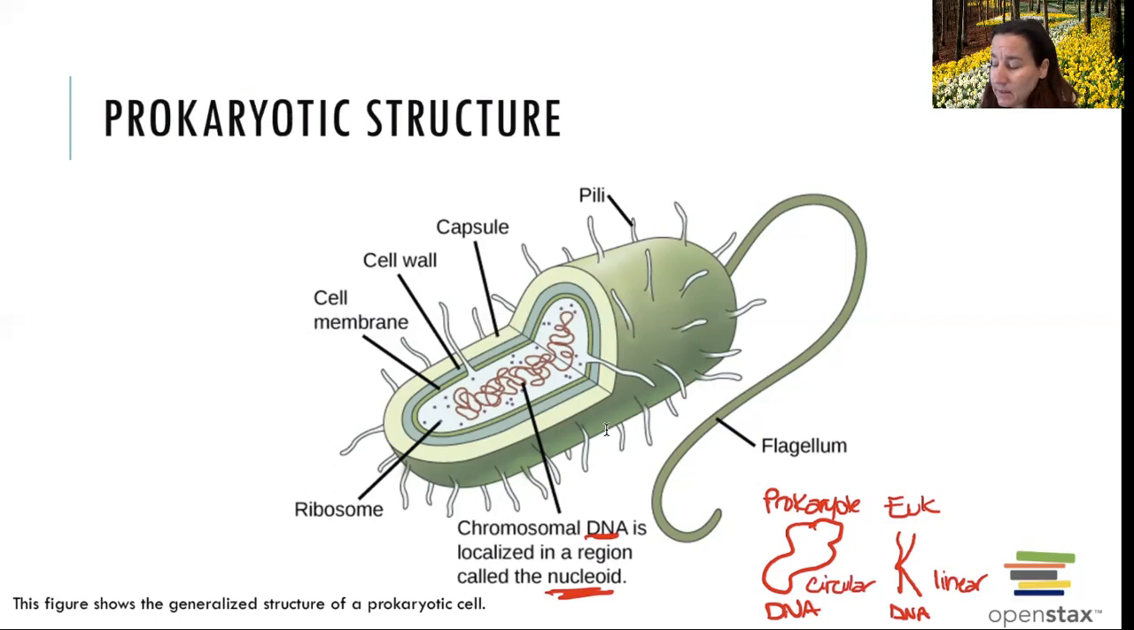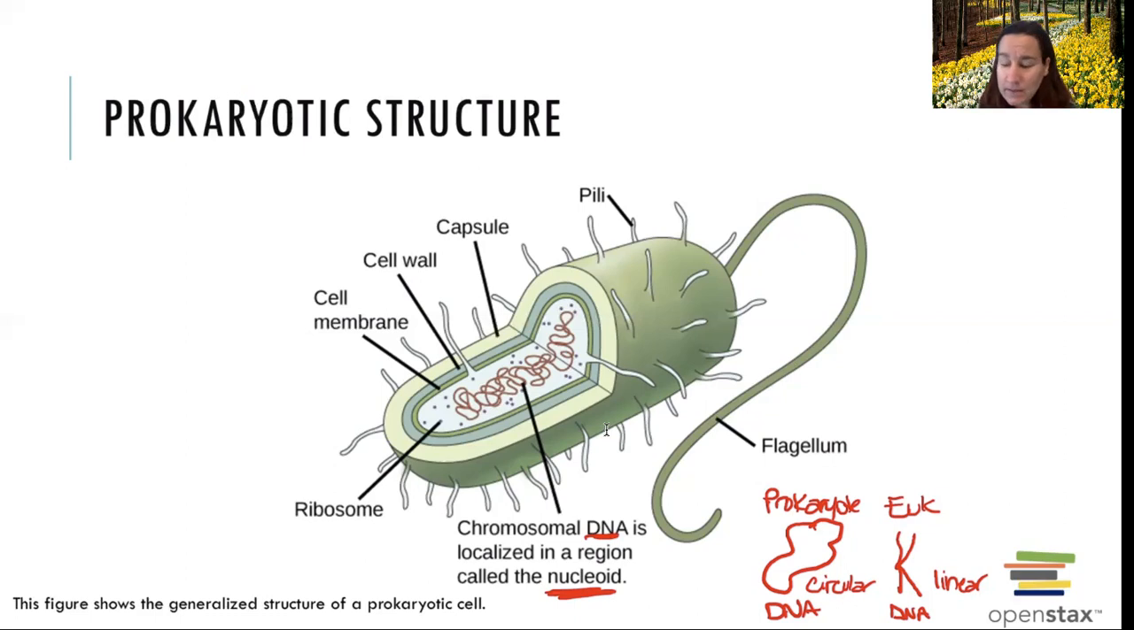We have the DNA. It is circular. It is housed inside an area called the nucleoid. It sits inside of cytoplasm, cytosol, the liquidy stuff in the cell. So it's floating around in that area.